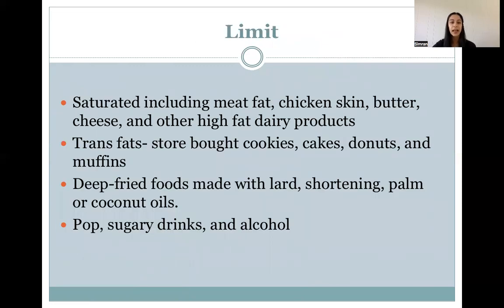So, as a summary, we want you to limit your saturated fat in your diet. These include foods high in meat fat, chicken skin, butter, cheese, and other high fat dairy products. We really want you to avoid trans fats. So, watch out for those store bought cookies, cakes, donuts, and muffins. Really try to limit the deep fried foods made with large shortening, palm or coconut oils, and reduce or avoid your pop and sugary drinks, and limit your alcohol intake.